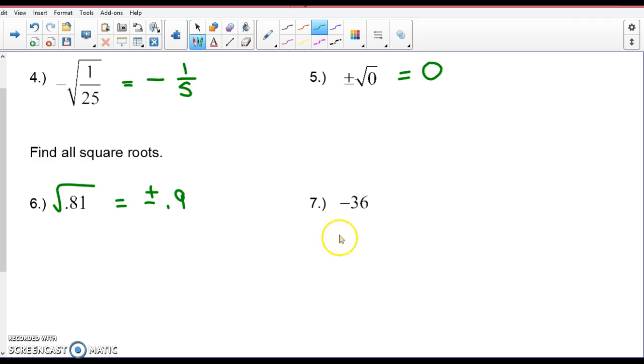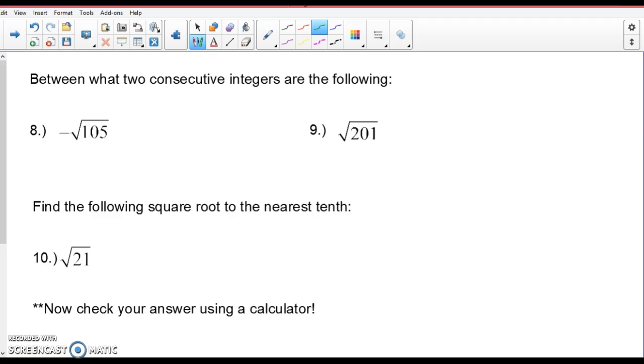Aha. No real answer. There is no number that you know right now that you can multiply by itself to give you negative 36. That is not possible when we're talking about real numbers. In Algebra 2, you will learn that that's the imaginary number, but we're not worried about that right now.